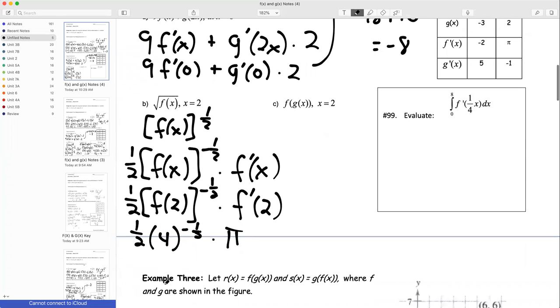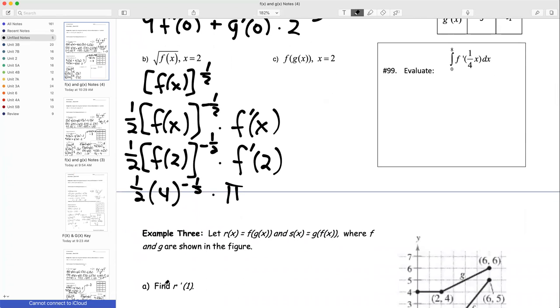So what is 4 raised to the negative 1/2? It's 1 over the square root of 4, which is 1/2. So I've got 1/2 times 1/2 times pi. So this is pi over 4.